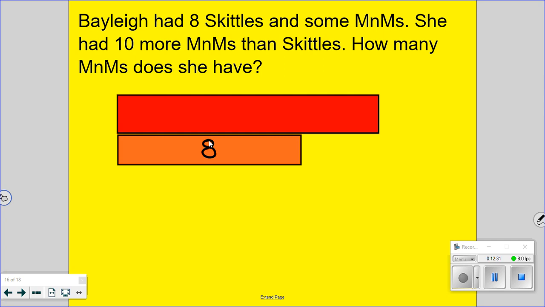It tells us there's 8 Skittles. We just wrote it on there. That Skittle bar has 8. Now let's look at that second sentence. It's 28. It says she has 10 more M&Ms. Does that mean she has 10 M&Ms? No. She has 10 more.